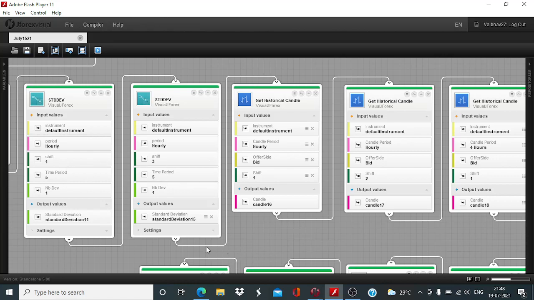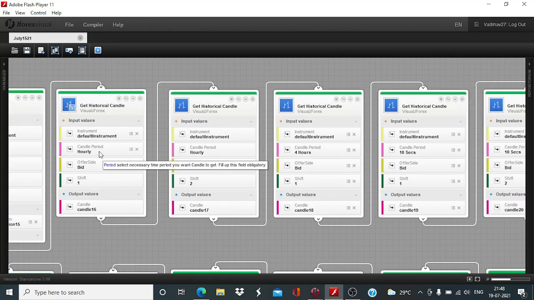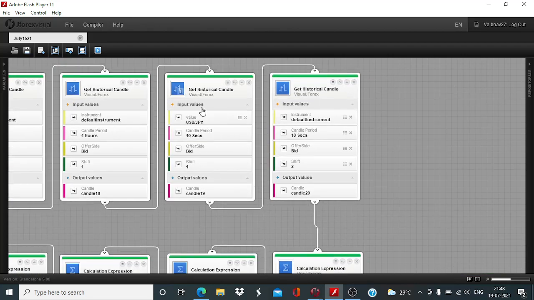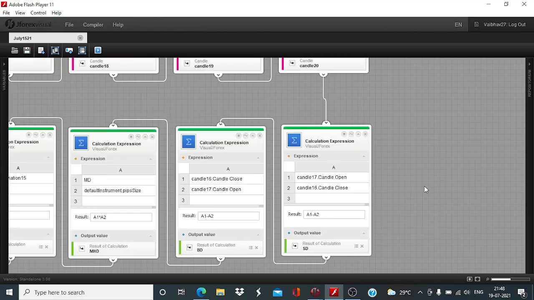These standard deviation blocks of the hourly candle periods have been added with the varying shift values 1 and 3 respectively. To look at the price volatility, we are also taking the help of the get historical candle. Candle period is hourly, and this one is of 4 hours. And to pinpoint the exact entry point, these 10-second candles will also be used.